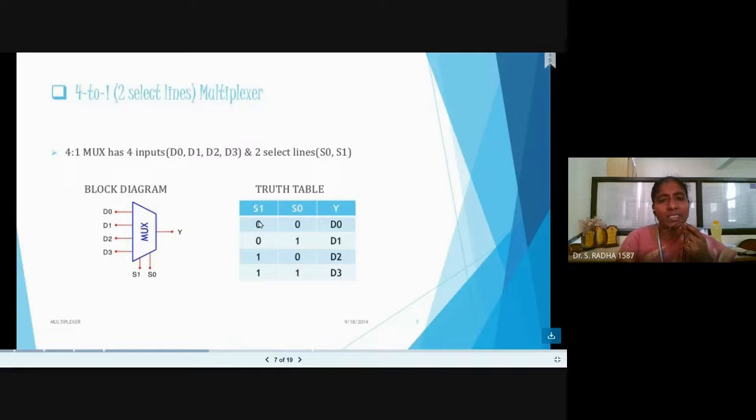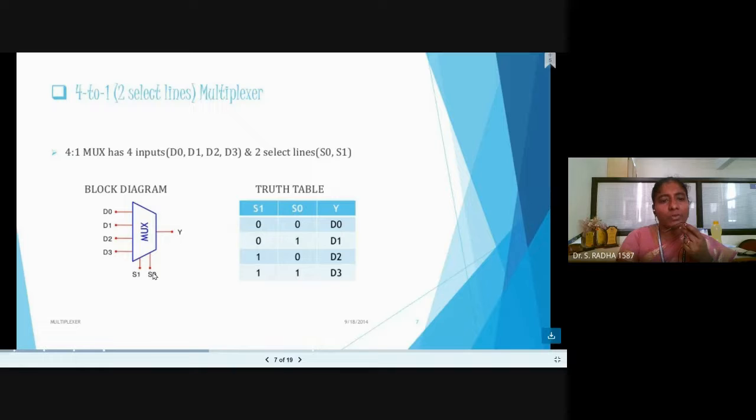So if the selection line is 0 0, D0 will come at the output side. D0 will travel to the output side. And if the selection line is 0 1, you can see LSB. Okay, LSB means least significant bit, the right side, rightmost bit. Okay, it is S0. And S1 is the MSB, the most significant bit.